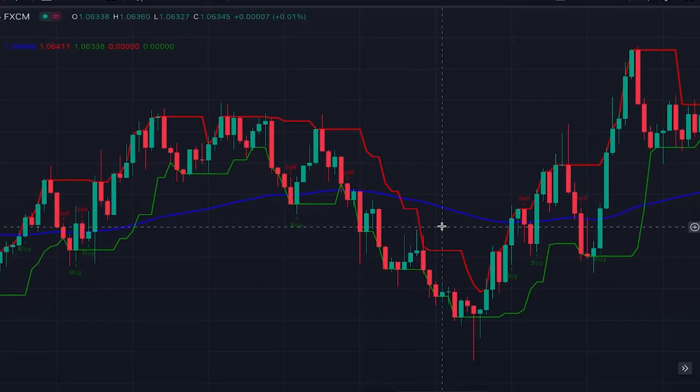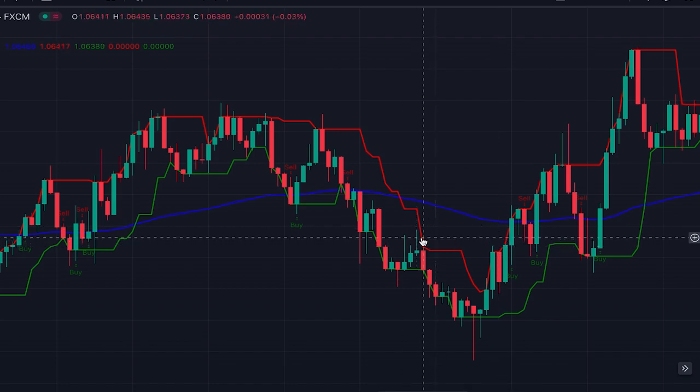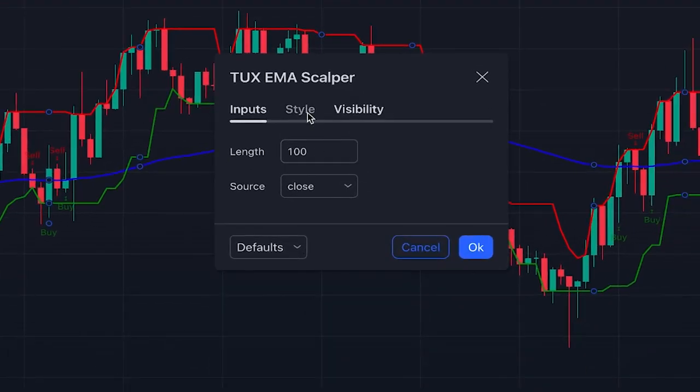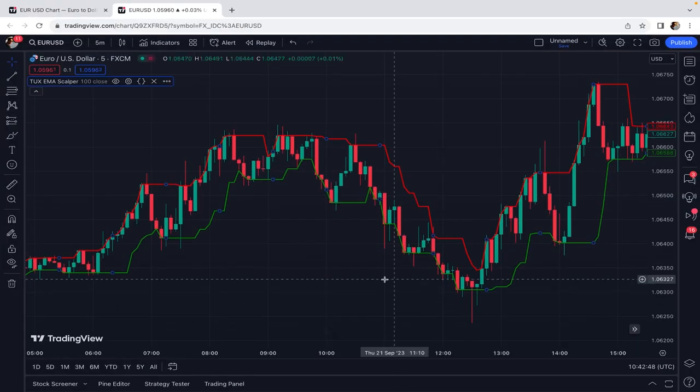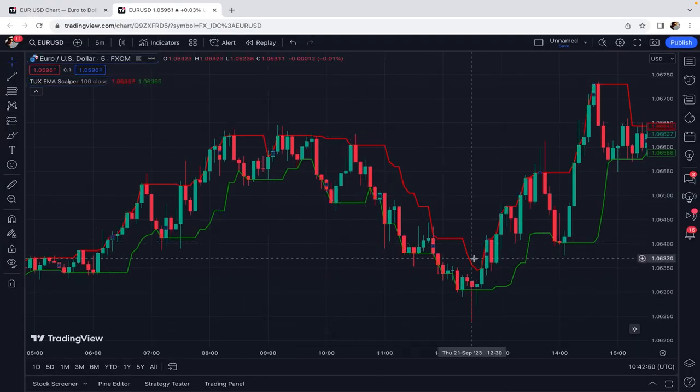Even if you don't want the buy sell signals of this indicator, or they don't match your trading strategy, here in the settings, in the style tab, you can remove the signals and also the EMA line, and you can use this indicator as dynamic support and resistance levels, which is useful for setting your stop losses in your scalping trading strategies.